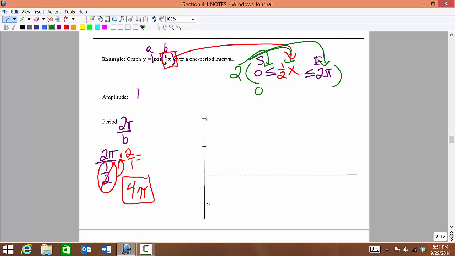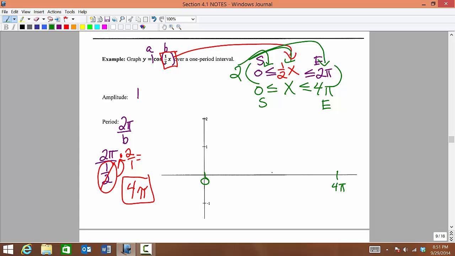We're going to multiply by the reciprocal. 2 times 0 is 0. 2 times 1/2 is 1, or just x. 2 times 2 pi is 4 pi. So our new start and ending x values will be 0 and 4 pi. So 0 will be our starting, 4 pi will be our ending.